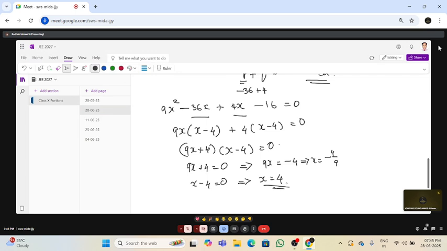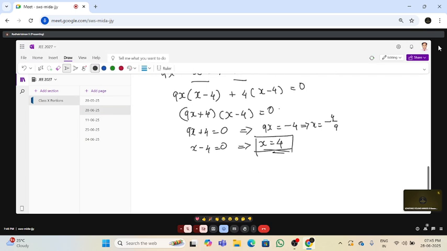Since we know that this is a tile having a side, it cannot be negative, right? So the answer is only x equal to 4. X equal to 4 is the answer. You can check it out. It is x equal to 4.